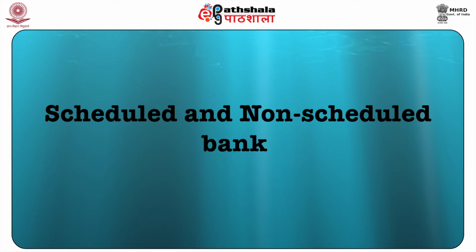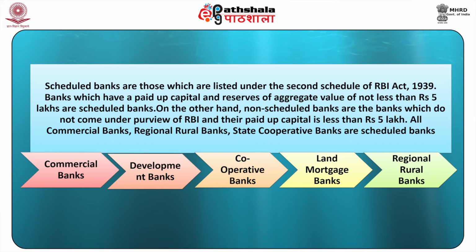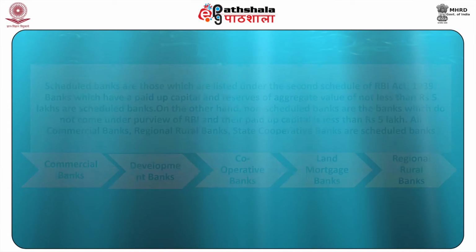2. Scheduled and non-scheduled banks. Scheduled banks are those which are listed under the second schedule of RBI Act 1939. Banks which have a paid-up capital and reserves of aggregate value of not less than rupees 5 lakh are scheduled banks. On the other hand, non-scheduled banks are the banks which do not come under the purview of RBI and their paid-up capital is less than rupees 5 lakhs. All commercial banks, regional rural banks, state cooperative banks are scheduled banks.